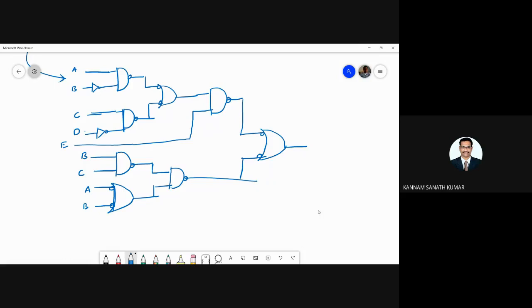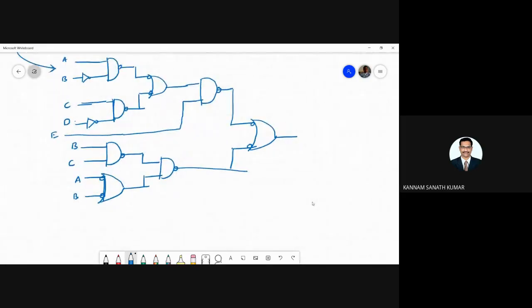Next, where two bubbles are there, no need to add an inverter. Where only one bubble is there, you should add an inverter. Here I am adding the inverter, and here also two bubbles are there, so no need to add an inverter. Now convert bubbled OR with NAND, and inverters with NAND.